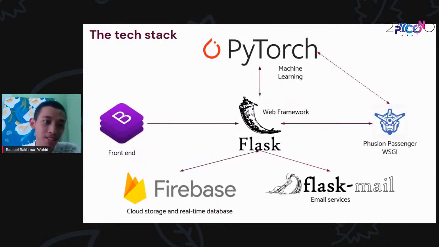Next, the tech stack. This is my tech stack. For the front end, I am using Bootstrap. Besides Flask and PyTorch as the main libraries, I am also using Firebase to save the image data, and a real-time database to store data like email, password, name, and so on. I use Flask-Mail for email services. And for the web server, I am using Phusion Passenger WSGI. So by default, my web server is still synchronous, not yet asynchronous.